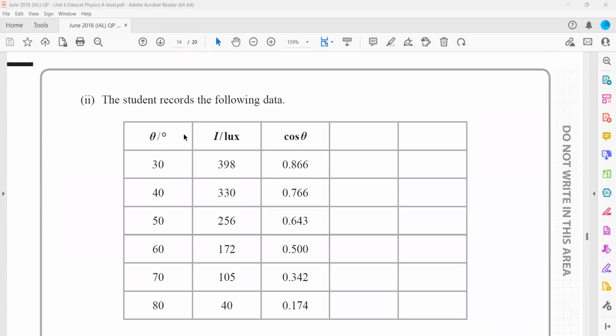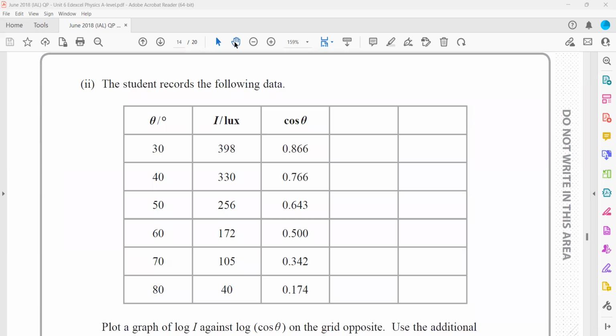Then the student records the following data. Lux is actually a unit of light intensity. So theta is there, cos theta. This will be log I, and whenever we write the table, the unit must be with a column heading. So this is log I and the unit is lux, and the other one is log cos theta.